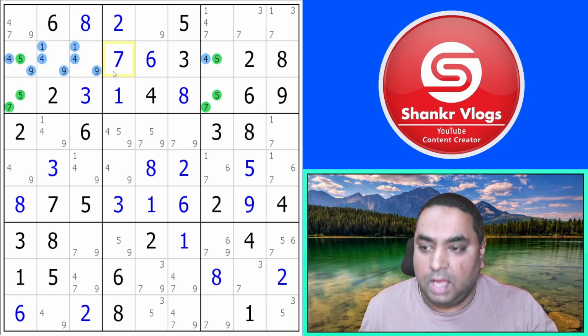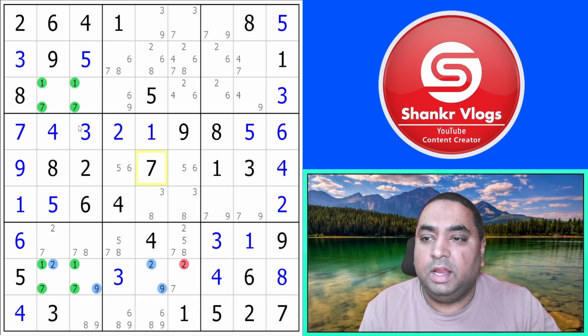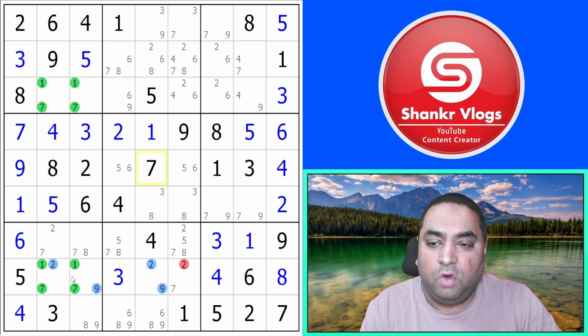So we will see another example. So here the UR candidates are 1 and 7. You can see 1 and 7 are the UR candidates. The additional candidates are 2 and 9. So 2 and 9 form a single unit. Now this is forming along the row, as well as along the block also. So we can remove in the block and also the row.